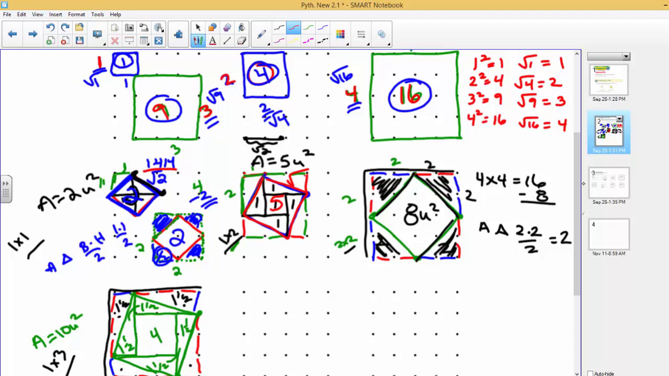So if you have a square that's tilted with an area of 5, that means the side length is the square root of 5. A tilted square with an area of 8 has a side length of the square root of 8, and a tilted square with an area of 10 has a side length of the square root of 10. Every one of these diagonals is the square root of 10. So any triangle that is a 3 by 1 has the diagonal length of square root of 10.